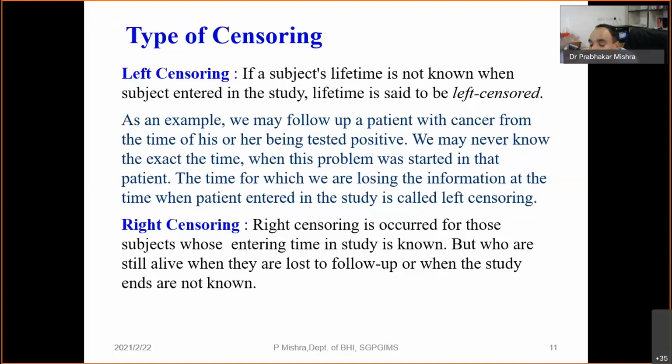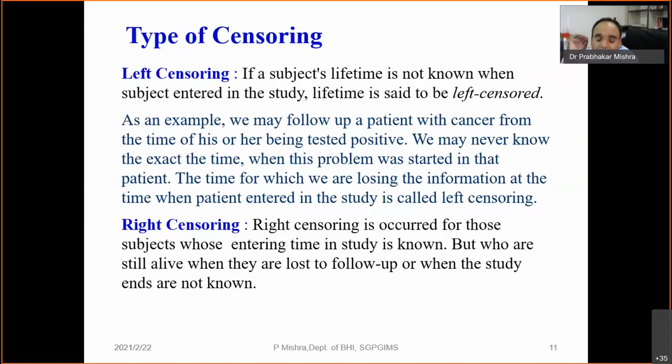If we are losing the connection with the patient today, it means after that, in the future, whatever information we lose, that is called right censoring.